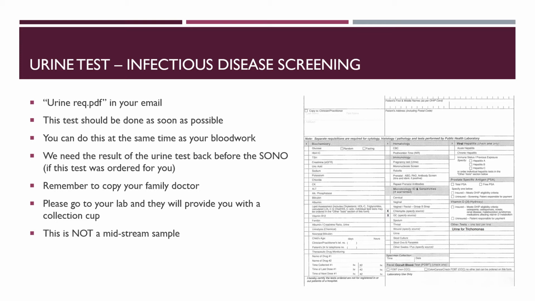Prior to going to the lab, please make sure to complete your name and health card or OHIP number on the paper. Also, if you would like the report to be sent to your family doctor, check off the Copy to Clinician Practitioner box and write your family doctor's information in the box provided. The sample of urine should be produced at the lab facility and should include the first amount of urine that you pass.